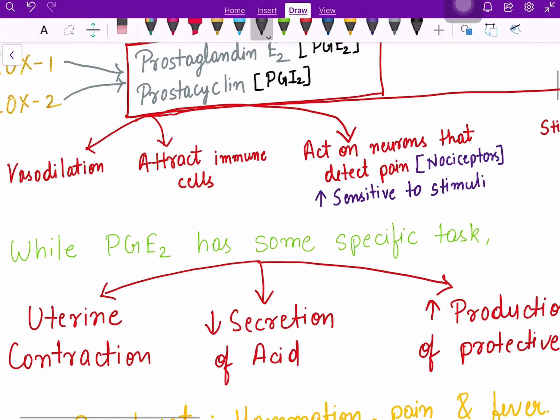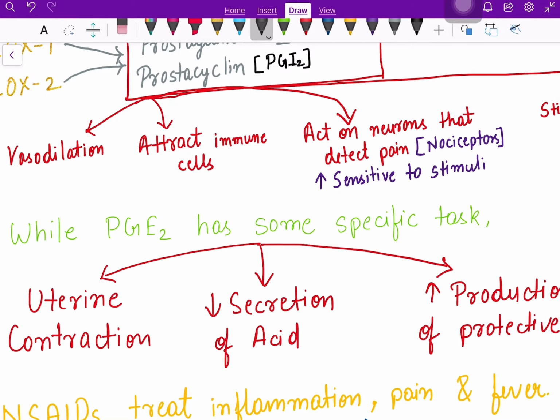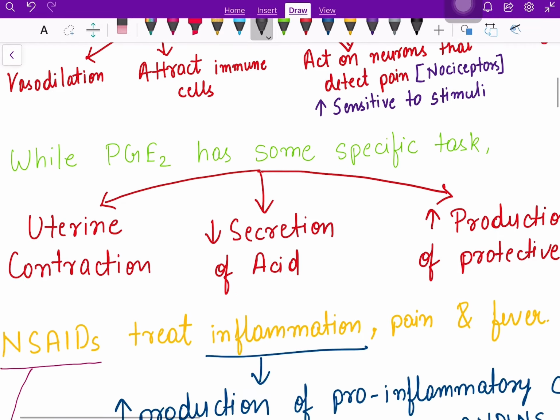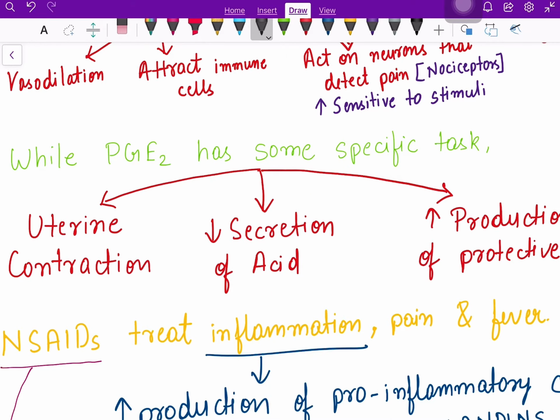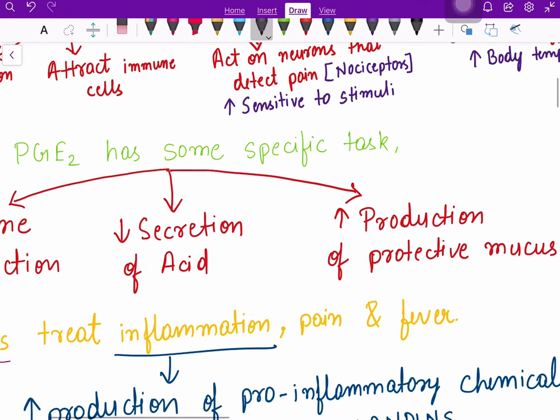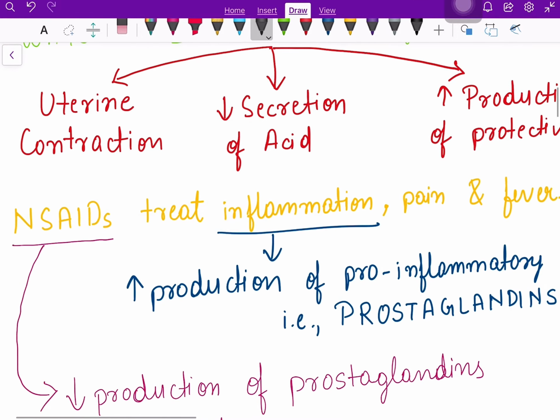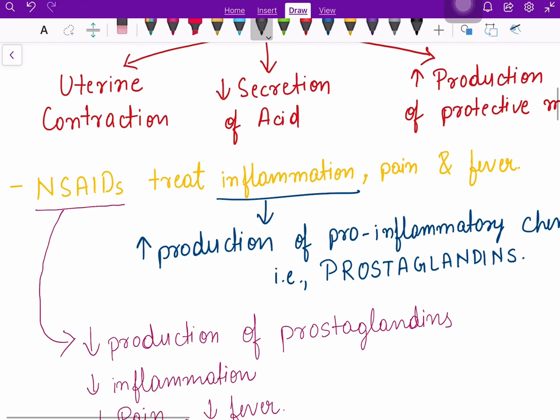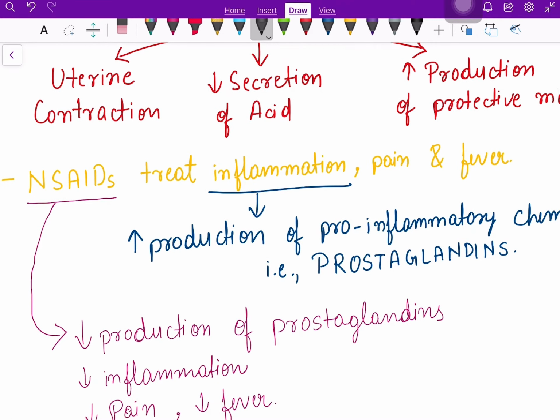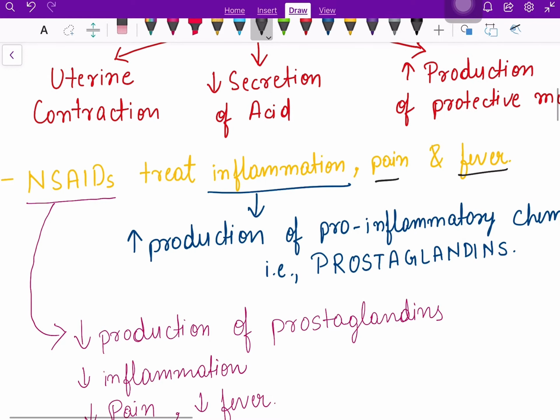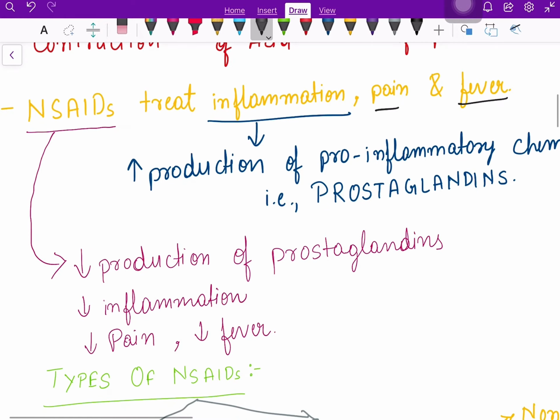But there is a specific task for PGE2, that is prostaglandin E2: uterine contraction, decreased secretion of the acid and increased production of the protective mucus. NSAIDs treat inflammation, pain and fever. But what happens in inflammation is it increases the production of prostaglandins, which are pro-inflammatory chemical substances. And NSAIDs decrease the production of the prostaglandins, leading to a decrease in inflammation, decrease in pain and decrease in fever.